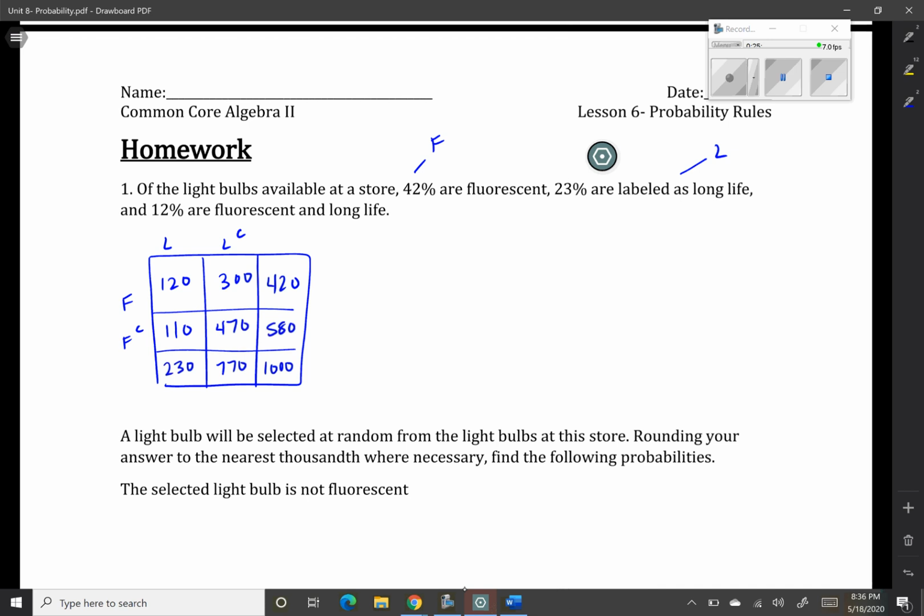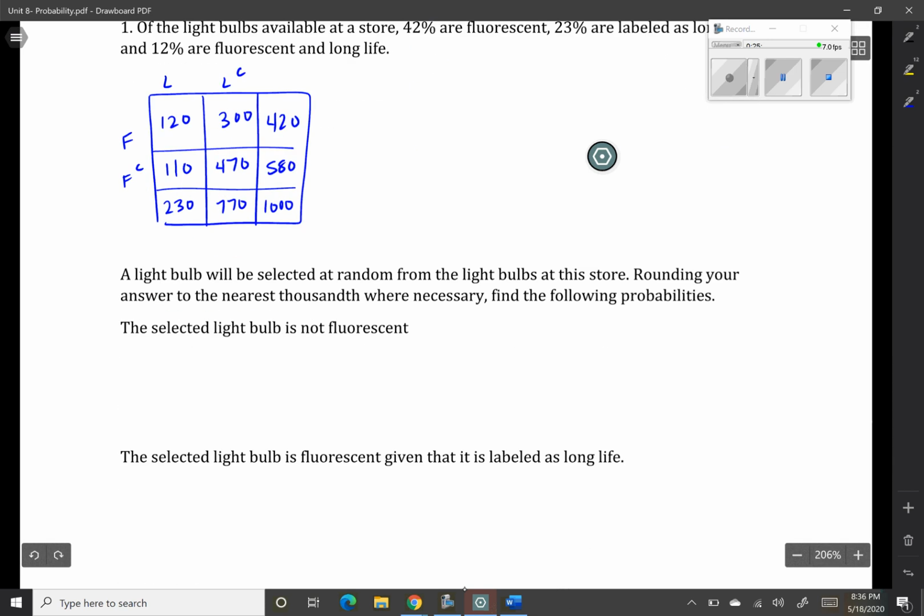It then says a light bulb will be selected at random, and it says rounding your answers to the nearest thousandth for your probability. So the bulb selected is not fluorescent. We know that there are 580 out of 1,000, so the probability of not fluorescent is going to be 580 out of 1,000 for my table, so that's going to be 0.580.